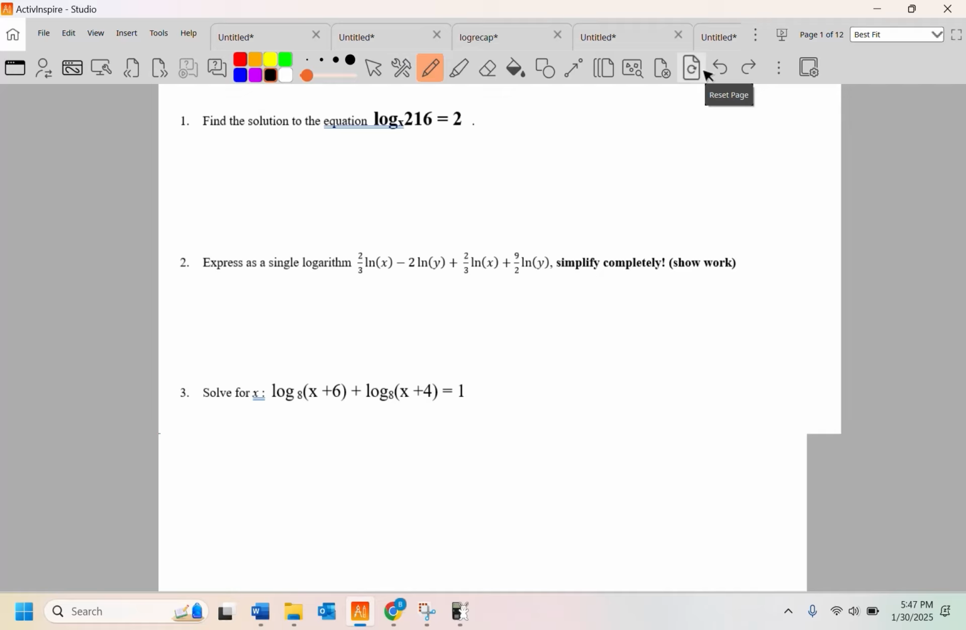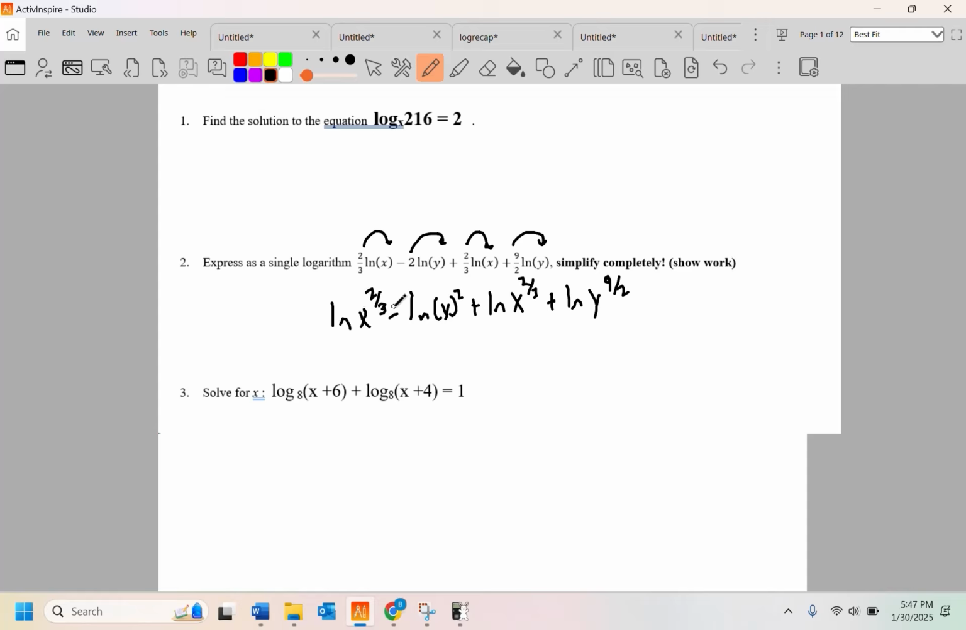Express as a single logarithm. So we're going to do kind of backwards what we did on the last one. The very first thing we're going to do is move some stuff around. I'm not going to worry about the negative symbol. I'm just going to move the 2. This becomes the ln of x to the 2/3. Now, if a logarithm is positive, it's in the numerator. If it's negative, it's in the denominator.